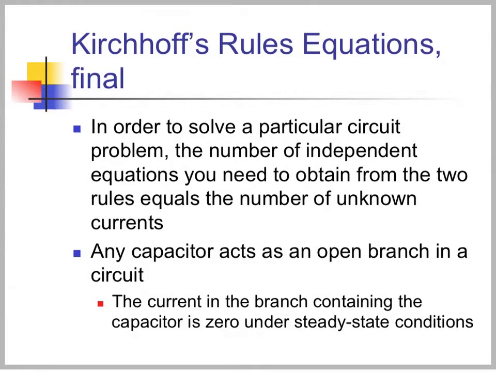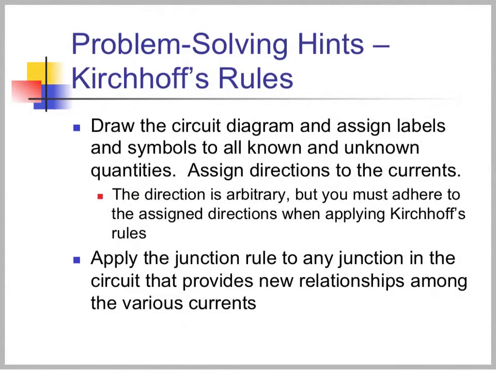So in order to solve a particular circuit problem, the number of independent equations you need to obtain from the two rules equals the number of unknown currents. Any capacitor is going to act like an open branch in the circuit. The current in a branch containing a capacitor is zero under steady-state conditions. So we're going to draw a circuit diagram. We're going to assign labels and symbols for all known and unknown quantities. And we're going to assign a direction to the currents.